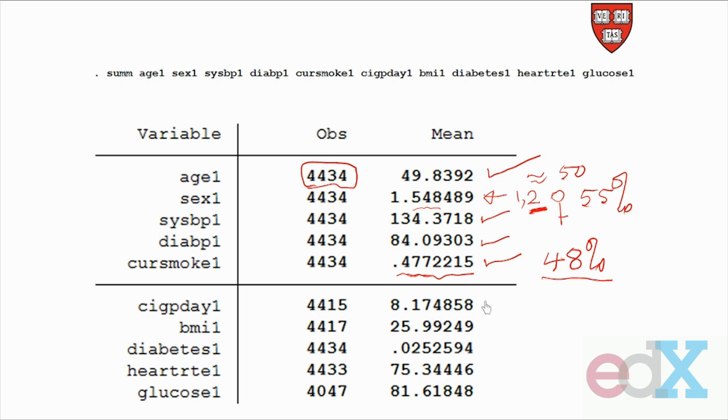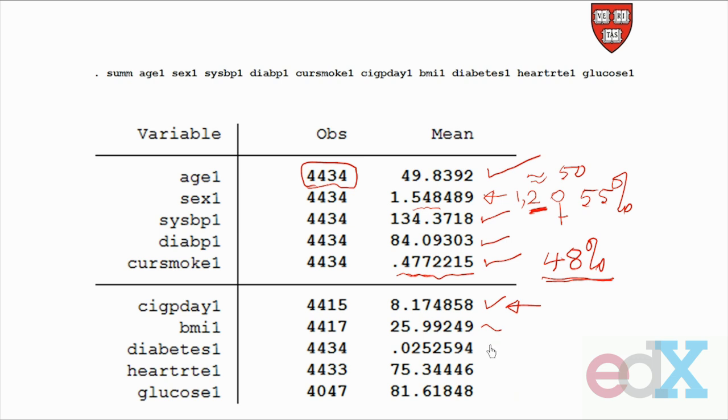Cigarettes per day averaged at 8. Now be careful with this one. We'll come back and look at this one later. But there were a lot of people who weren't smokers. You see, we have that 52% are non-smokers. So what does this actually mean here?